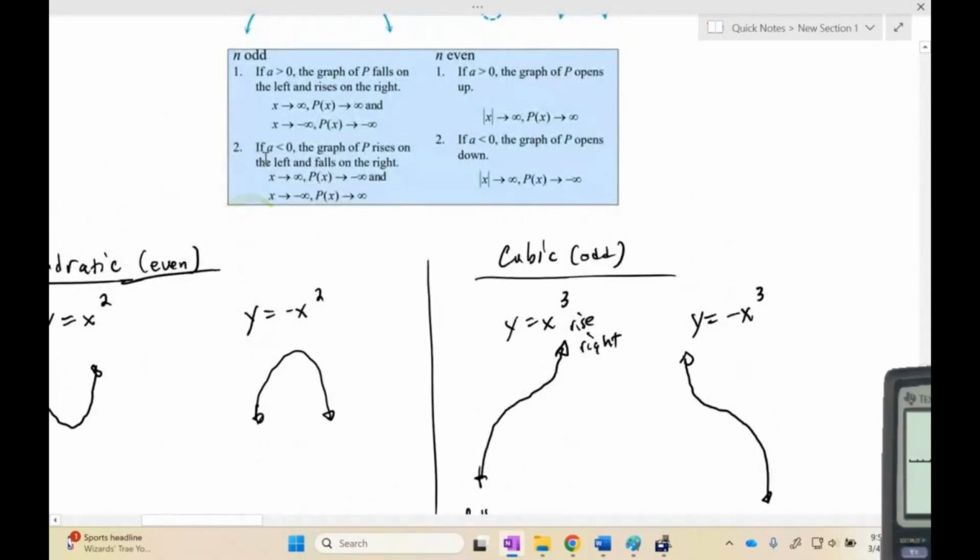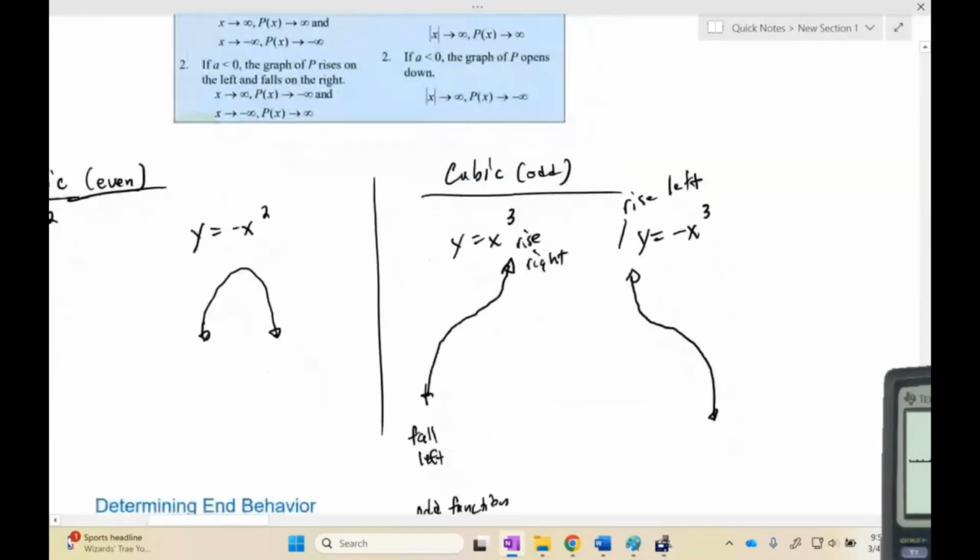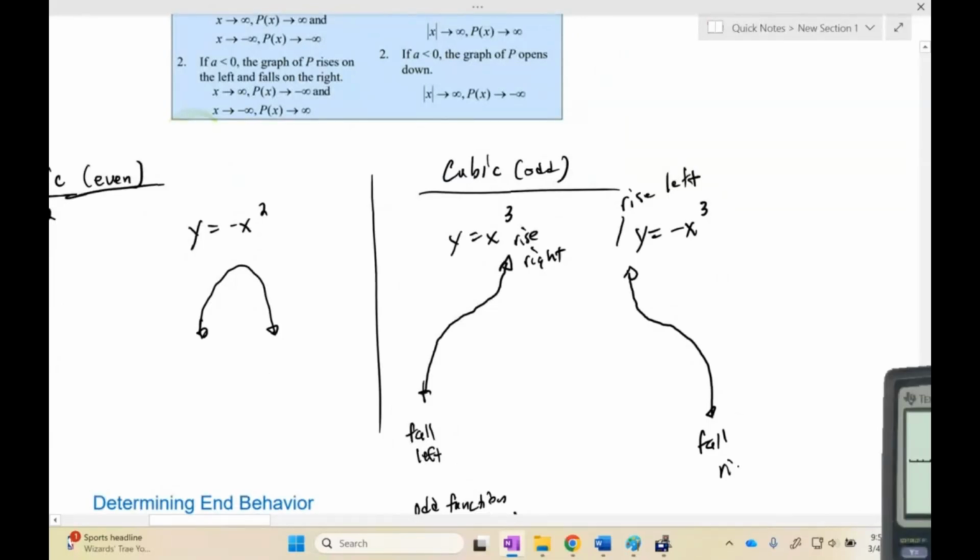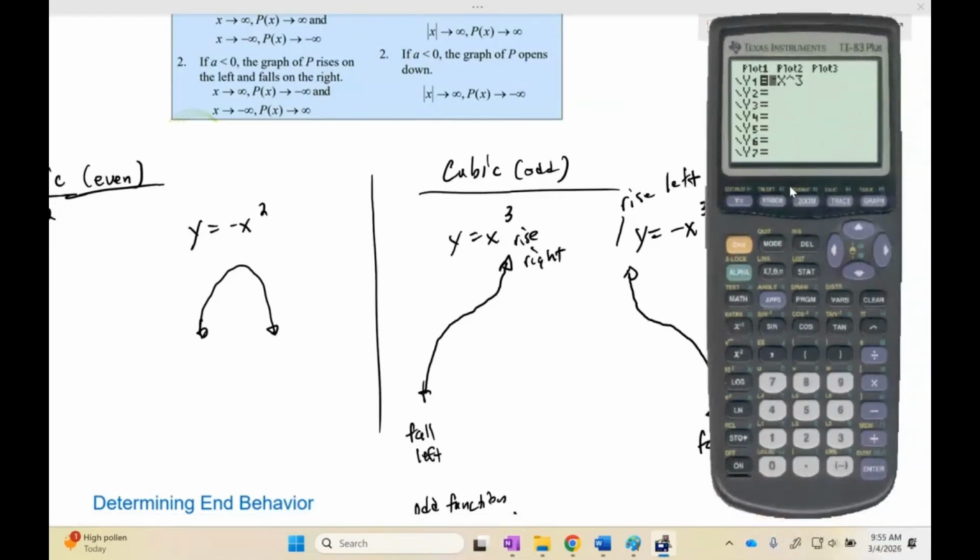The second setup says if a is negative, so less than 0 means negative, and if your largest power is odd, then your graph is going to rise to the left and it's going to fall to the right. That's always going to happen. Just an example of that, let's say I'm going to go back to y equals, I'm going to put in x raised to the 5th power.